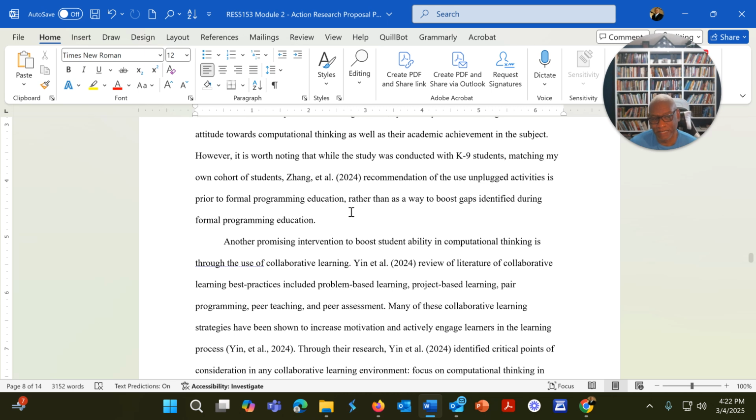Zhang and others. Now here's how it really reads, if you notice. Let me read the whole sentence. "However, it is worth noting that while the study was conducted with K through 9 students, matching my own cohort of students, Zhang"—remember, right here, we don't need that comma—"Zhang and others recommendation." You see what I'm saying? So Zhang and others recommended. Since this was published last year, it's past tense, recommended, and we would really have to fix the rest of this sentence, okay?